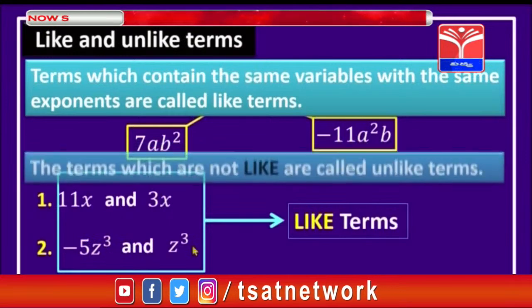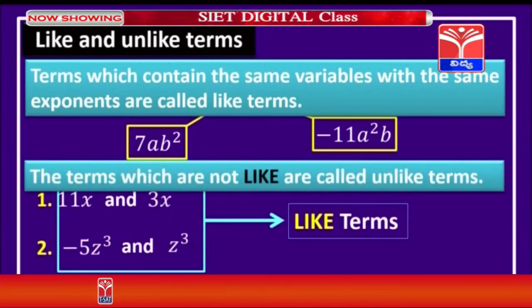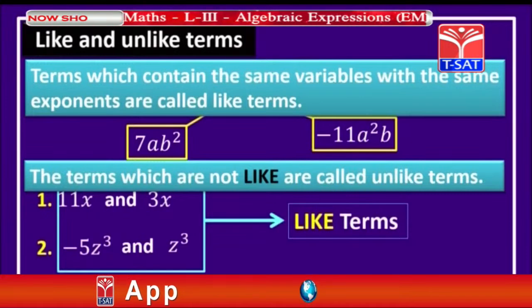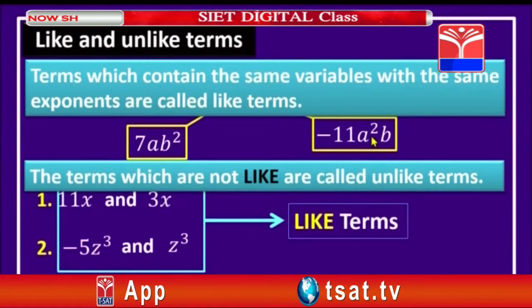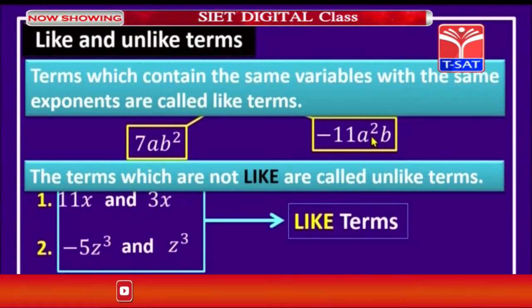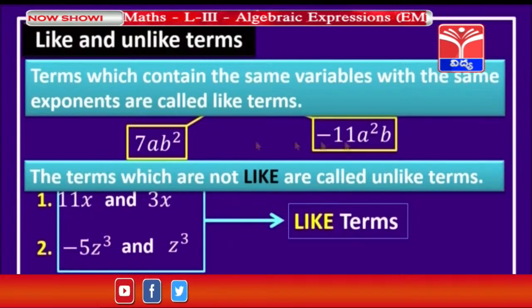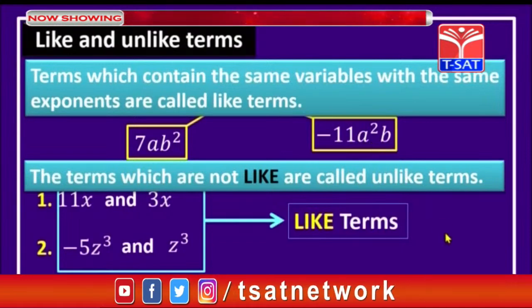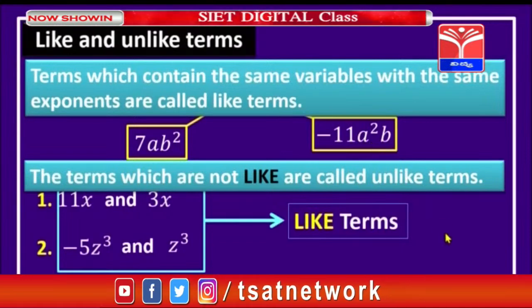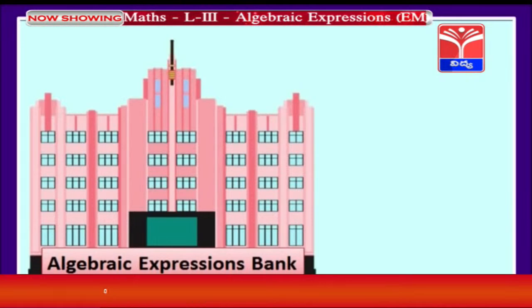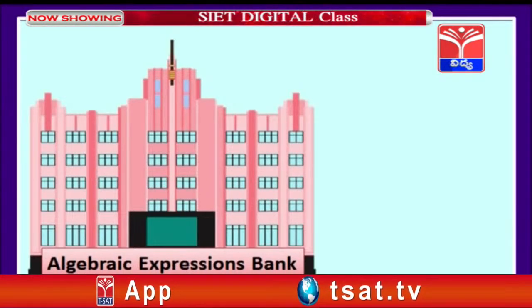Now what do you mean by unlike terms, children? The terms which are not like are called unlike terms. So here these are not like. Why? Because the variables are the same, but their exponents are different. So that's why we call them unlike terms. Got it, children? Now children, let us see an algebraic expressions bank here, which contains a lot of algebraic expressions.